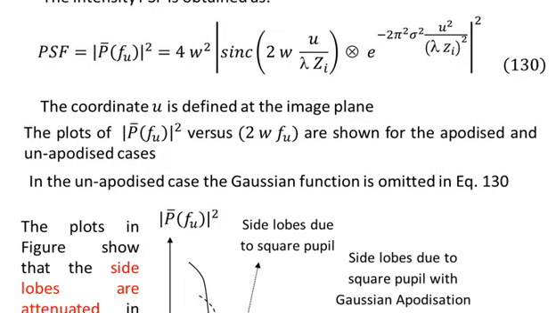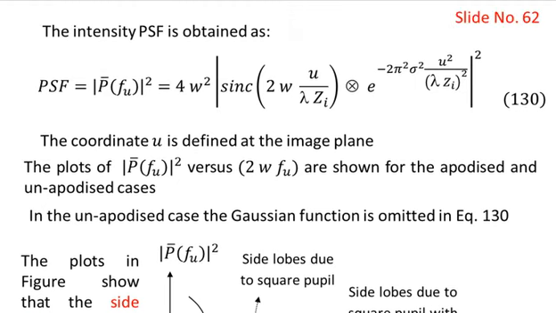Okay, the coordinate u is defined at the image plane. Now we are going to plot this P bar of Fu, the mod square of this quantity, which is actually the point spread function, as evident on the left hand side of equation number 130. So we want to plot the intensity point spread function, or in other words the point spread function of an incoherent imaging system, versus 2WFU, shown for the apodized and unapodized cases.